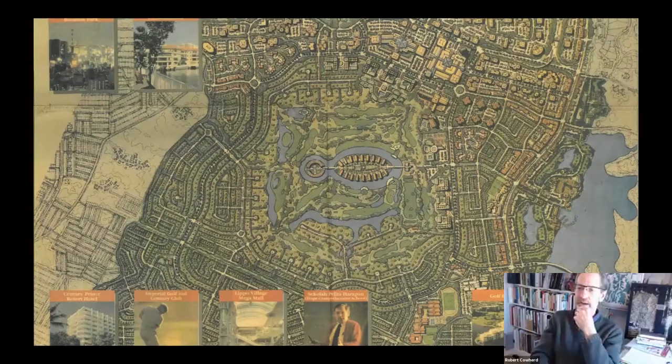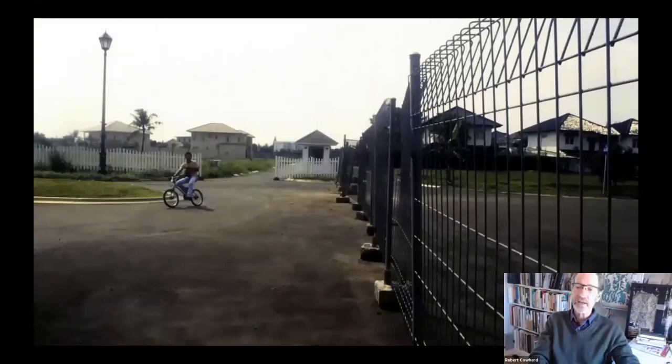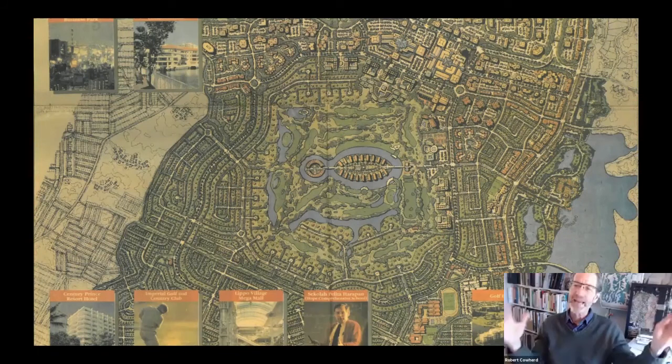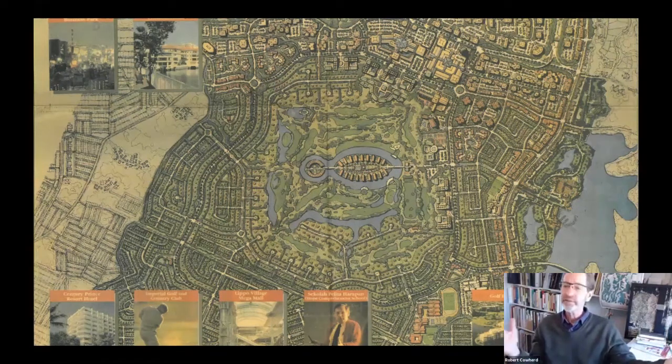This is Lippo Karawaci that we talked about in the meeting. And it was designed and planned in the infrastructure planning, all done by design firms, urban design firms, transportation planning firms located in Southern California. And it's a gigantic gated community. And it's interesting because it's one of the few gigantic gated communities that actually included something besides housing. It was actually very different from all the others.